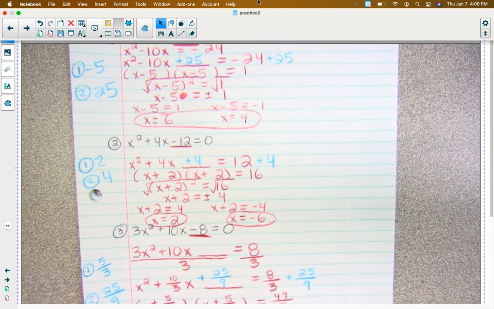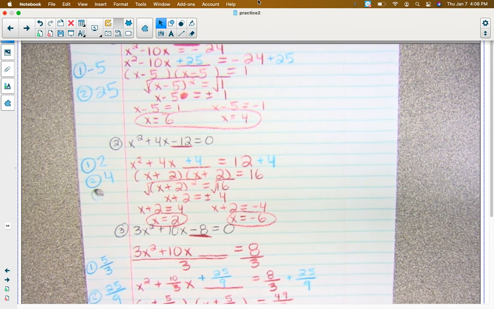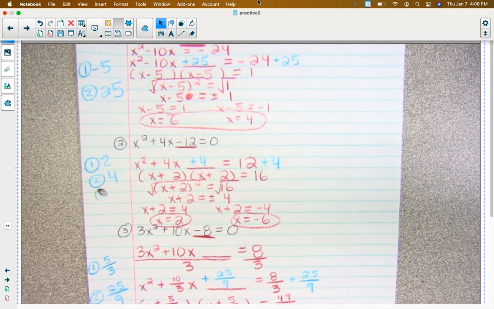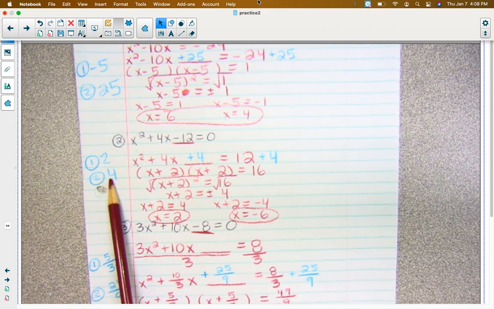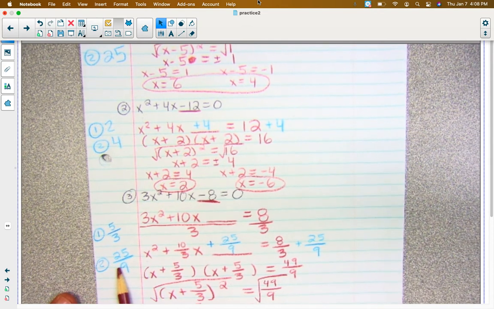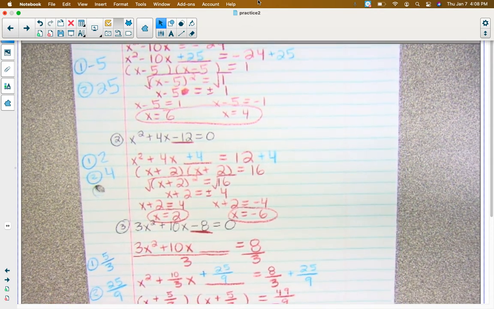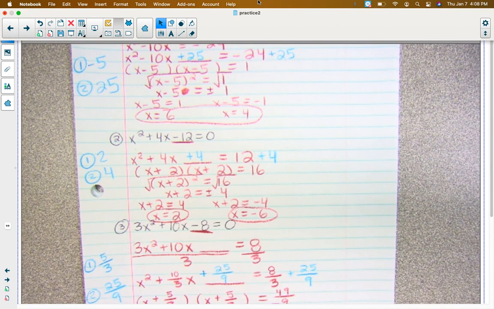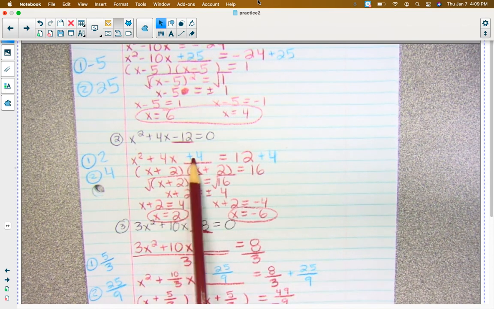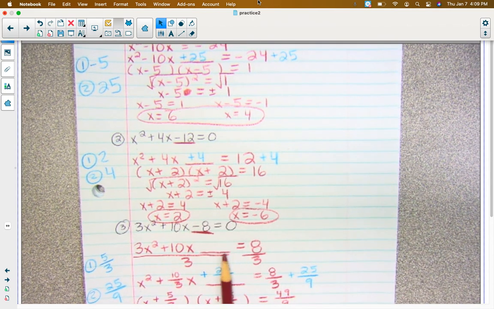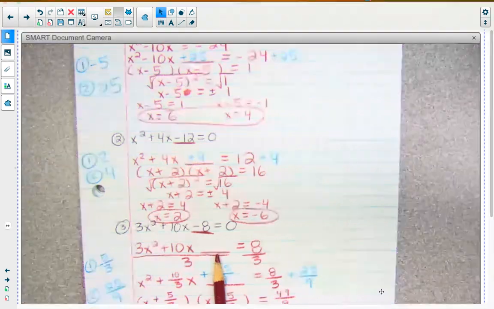And the other take-home point that I want you to know, whatever number you add into both sides should be positive. Number 1 was positive. Number 2 was positive. Number 3 was positive. They should always be positive because a positive times a positive is a positive, and a negative times a negative is a positive. So this C value that you add in should always, always be a positive number.